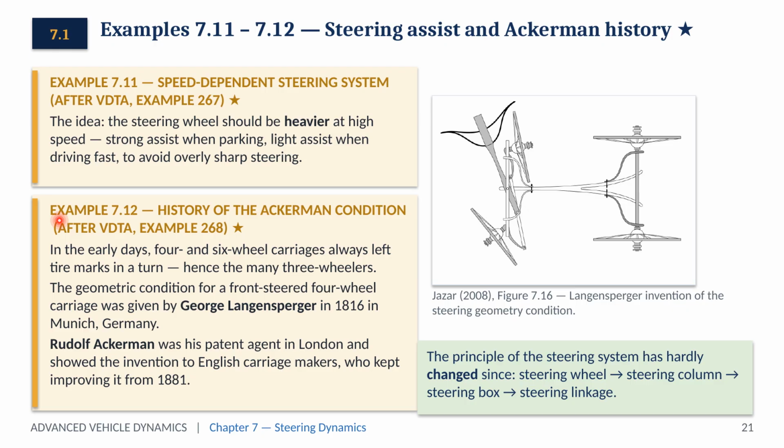Example 7.12 tells the history of the Ackerman condition. Early 4- and 6-wheel carriages always left tire marks in a turn, which is why three-wheelers were so common. The geometric condition for a front-steered carriage was given by George Langensperger in 1816 in Munich. Rudolf Ackerman, his patent agent in London, showed it to English carriage makers. Next, we study vehicles with more than two axles.